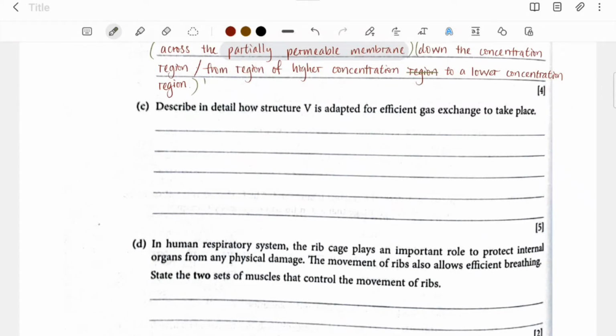Describe in detail how structure V, here is still alveoli, is adapted for the efficient gaseous exchange. So this one they are talking about the adaptation of alveoli. This one you have 4 points though. You can say 4 points, and after that here they ask for 5 marks ma. So you see you have to explain for which one. Okay, this one is adapted and then efficient gaseous exchange. Okay, so let's start to write.